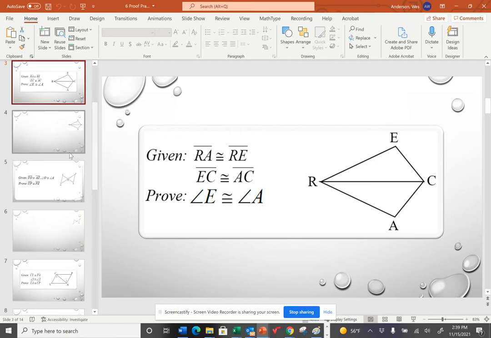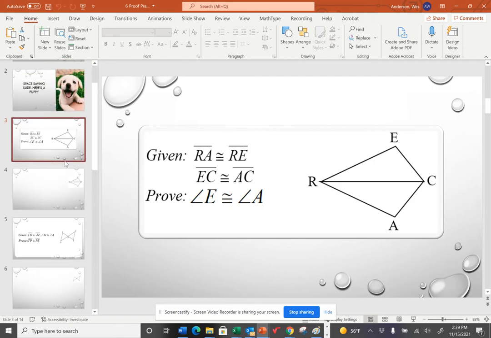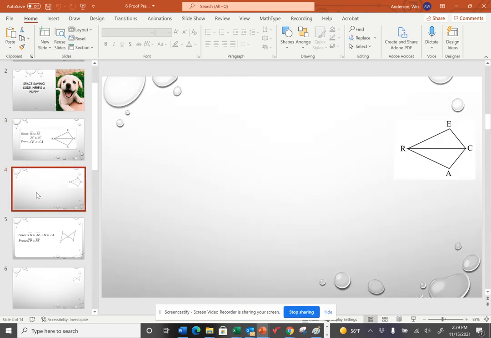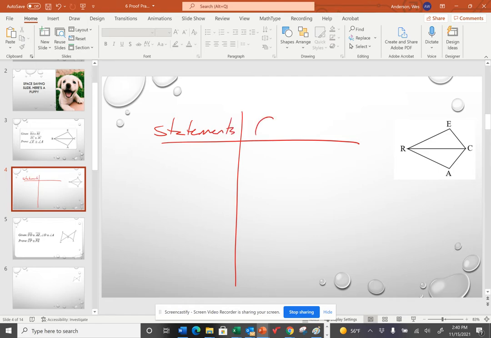So a proof is like methodically working through answering a question here. I'm going to show you the two ways you're going to be responsible for them. One is doing a statements and reasons chart. So I'm going to answer this proof with you, but I'm going to write the answer over here. So the first thing you do is you write statements and reasons.